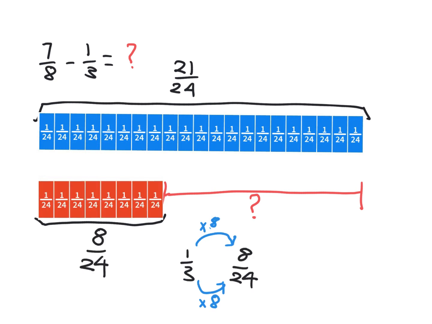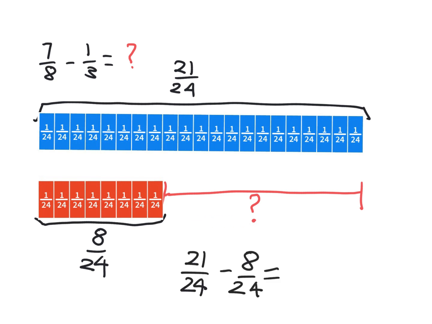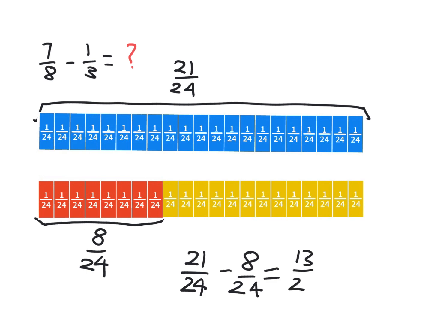Now we can see that we have partitioned each fraction into equal-sized parts. So now these fractions have like denominators, since the parts of each fraction are the same size. We can now compare the number of parts that each fraction has, or the numerators. To find the value of this area, we start with 21 parts and take away, or subtract, 8 parts, leaving us with 13 parts, each sized 1/24 of the whole. So 7/8 minus 1/3 equals 13/24.